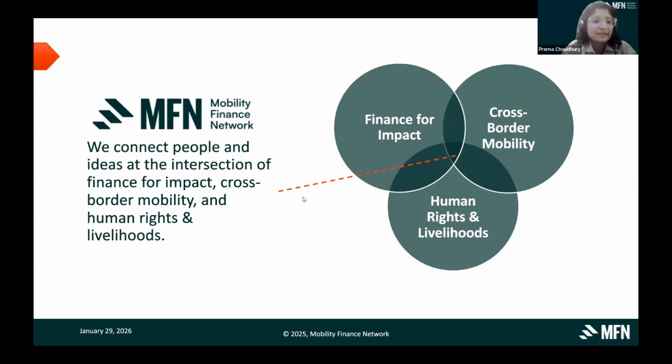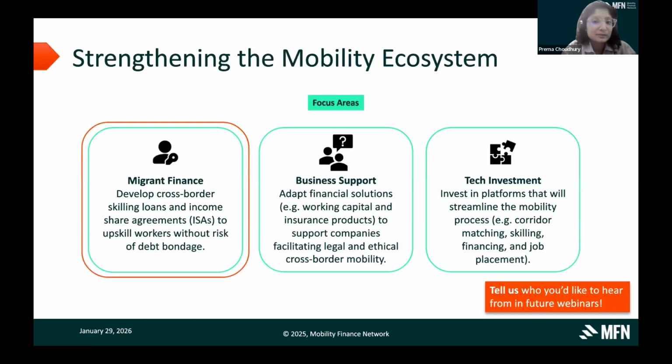So we have three areas of focus in this webinar series. Each of these contributes to a stronger, healthier, and more transparent mobility ecosystem. In this session, we'll be focusing on funding the mobility process for migrant workers, and future sessions will focus on business support and tech integration and investments.